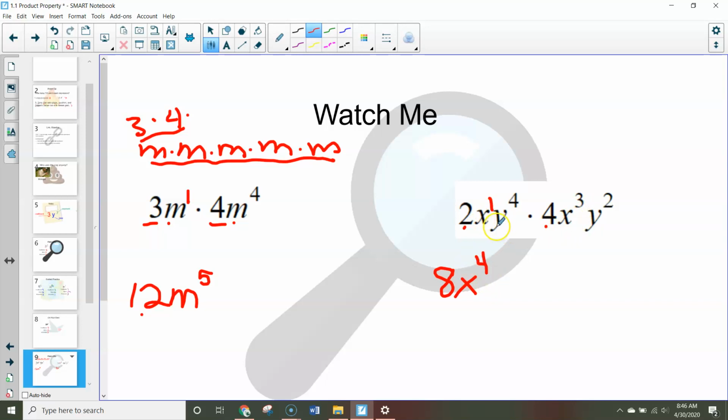Then I write my next base, which is y. My exponents are 4 and 2. 4 plus 2 is 6. So my final answer is 8x to the 4th, y to the 6th.